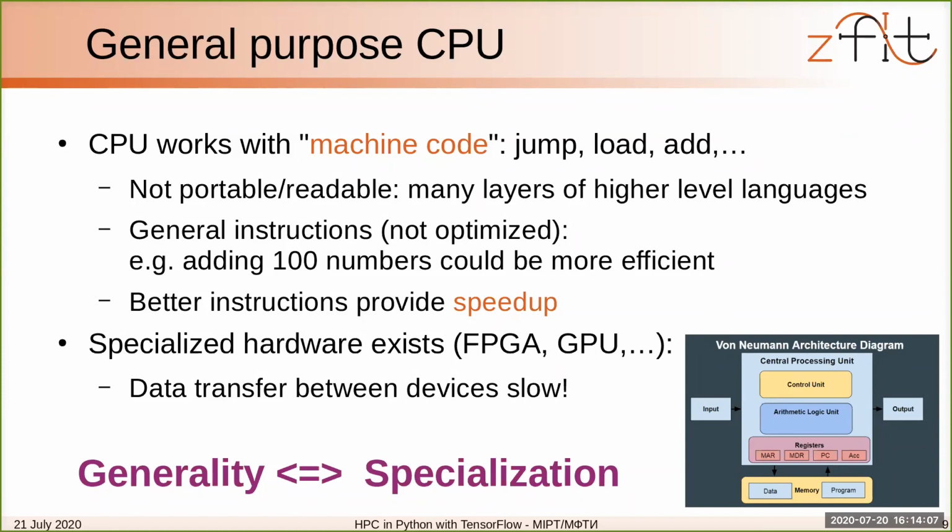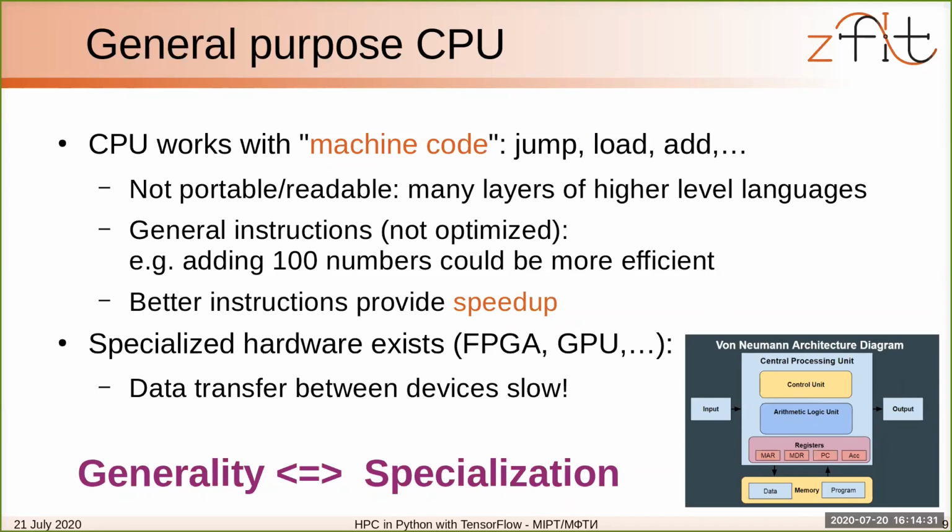And this is already the first thing of this generality versus specialization. So we can have a more general CPU, which is very nice and can do a lot of stuff, but not so fast, or we can have hardware that is very specialized in certain things, or instructions that are very specialized and can provide a huge speed up, but they're specialized, they're not general. So in high performance computing, we're always on this trade-off, and we try to basically merge that.